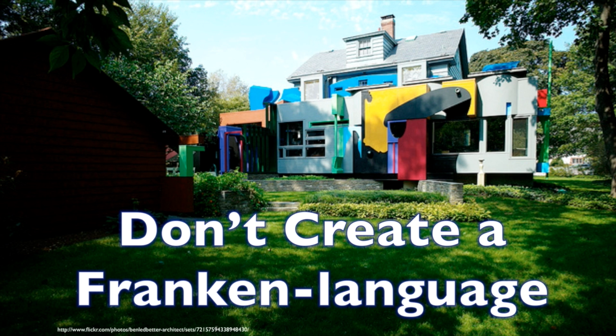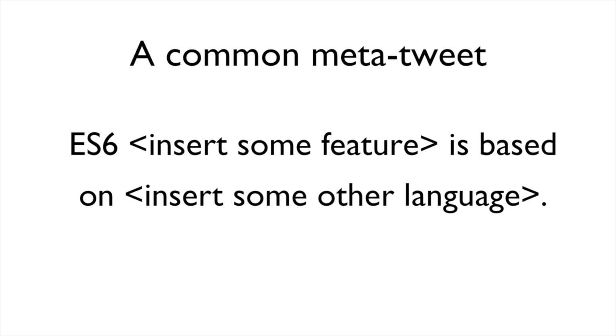So one of the things, really common, I call this a meta tweet. I see tweets like this all the time. Somebody says, ES6, pick some feature, classes in ES6 is based on, insert your favorite language here. And there's a lot of, I would say, misperception that what a language design team, what a standards team like us are doing is we're simply harvesting features from other languages and we're shoving them into ECMAScript and we're taking them as we found them. And we almost never do that.